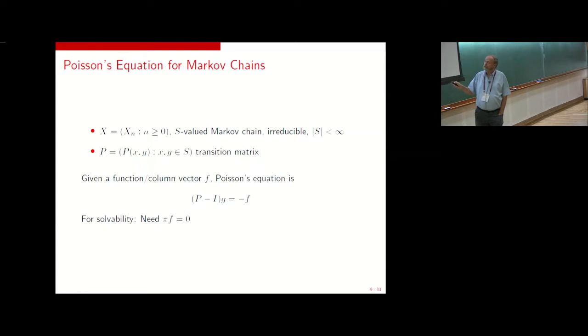In particular, if I take any solution g to this linear system, and I add a constant vector onto that solution, then because P has row sums equal to 1, it will still be the case that g plus that additive constant function will be a solution of this linear system. So this is never going to be unique. It'll only be unique up to an additive constant.